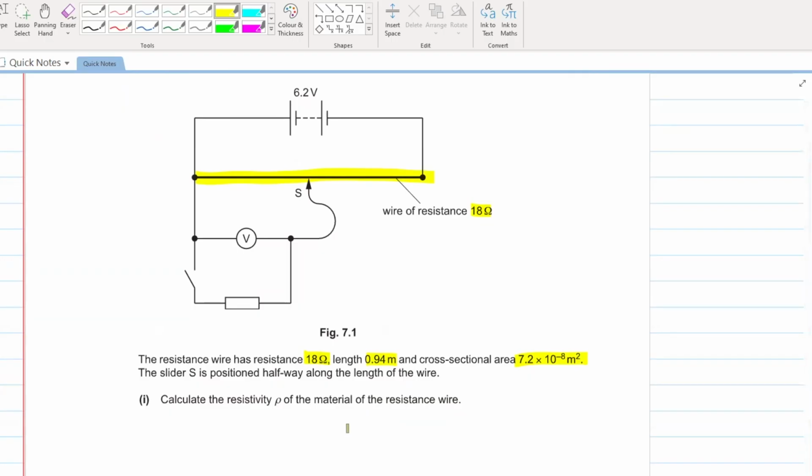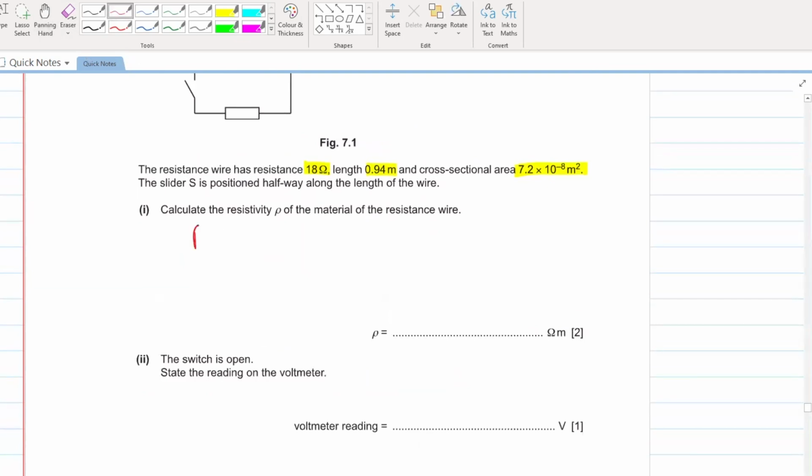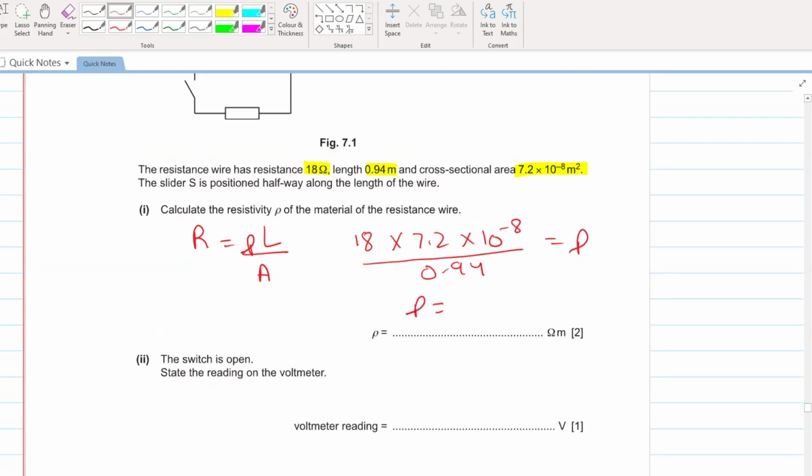Calculate the resistivity of the material of the resistance wire. बेटा हमने resistance wire की resistivity calculate करनी है. Resistance is equal to resistivity times length divided by area. बेटा क्या हमें resistance given है? Yes, so resistivity is 18 multiplied by area 7.2 into 10 raised to the power of negative 8, divided by the length that is 0.94. What does your resistivity come out to be? Resistivity बेटा आपकी क्या आती है? 1.4 into 10 raised to the power of minus 6.